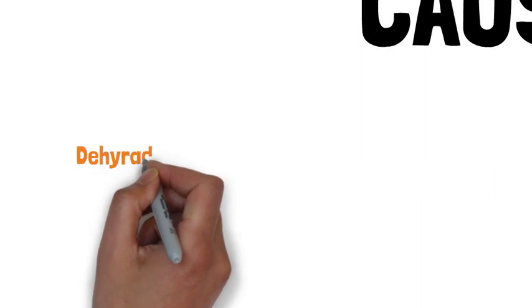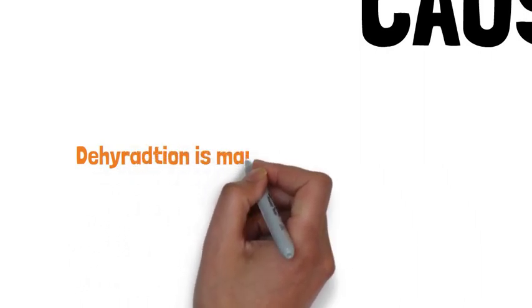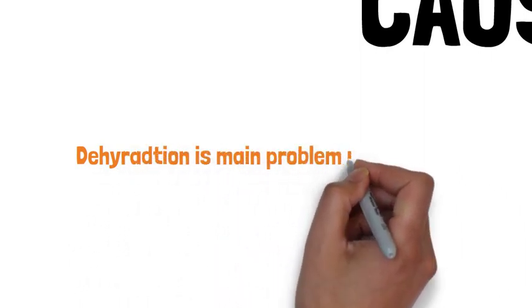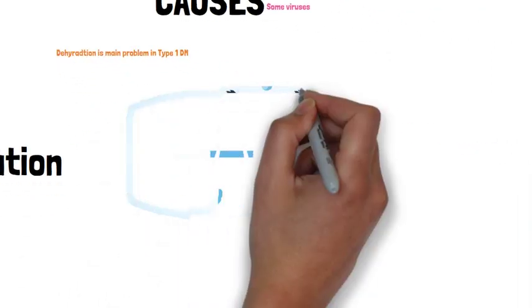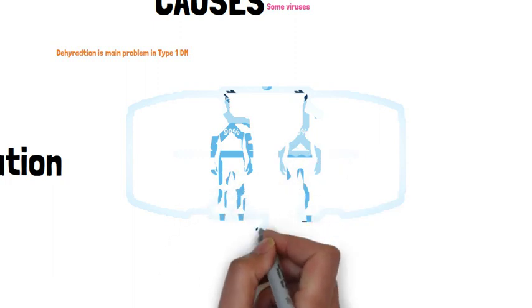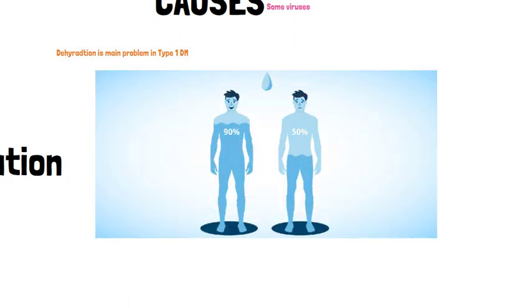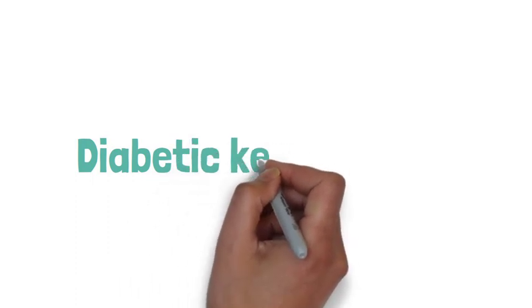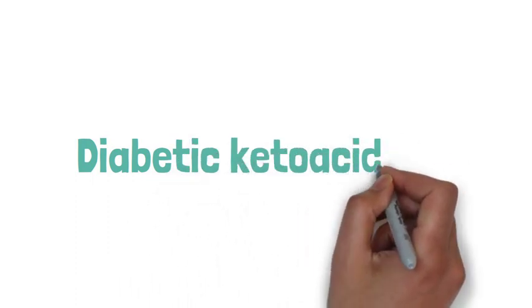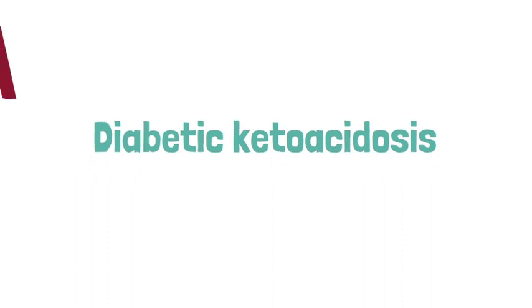Dehydration is involved in type 1 diabetes mellitus. It is the main problem. In type 1 diabetes mellitus, excess water is removed from the body through urination. Water is lost from the body, so dehydration occurs. And serious complications such as diabetic ketoacidosis occur in type 1 diabetes mellitus.